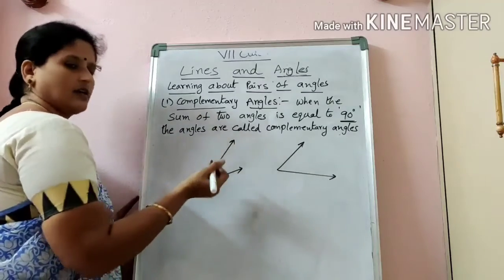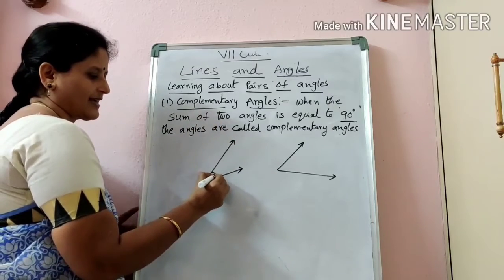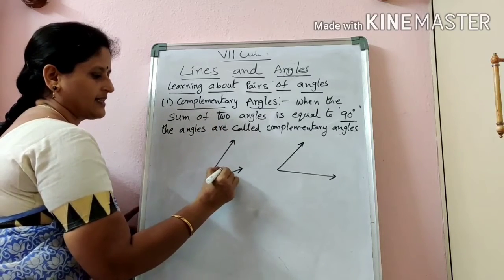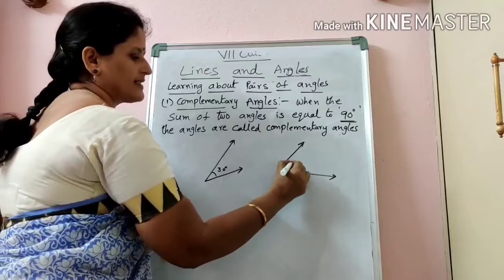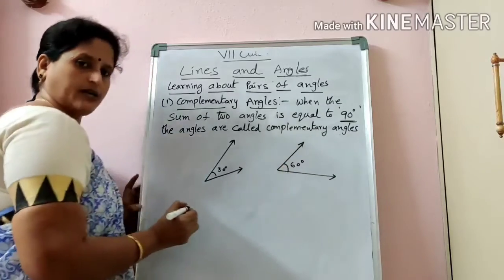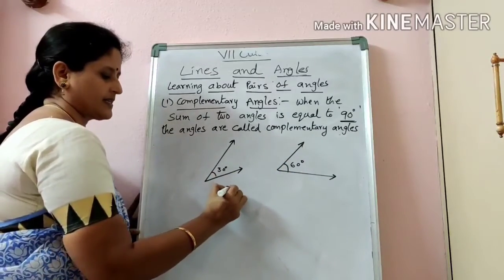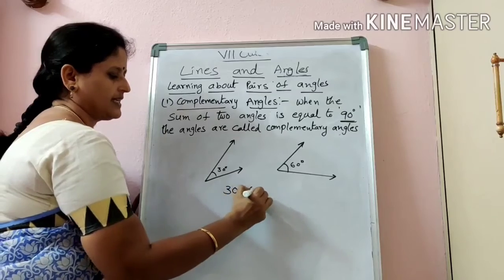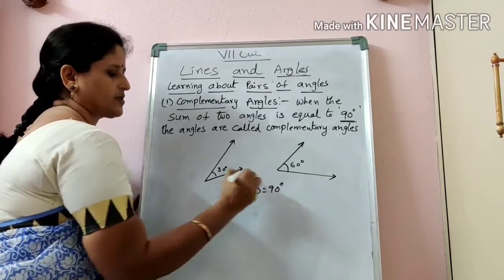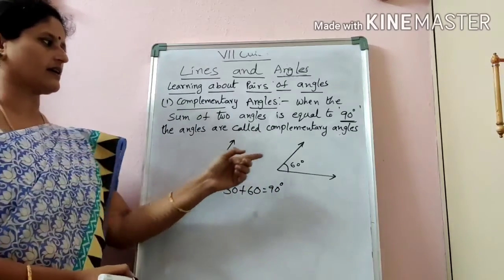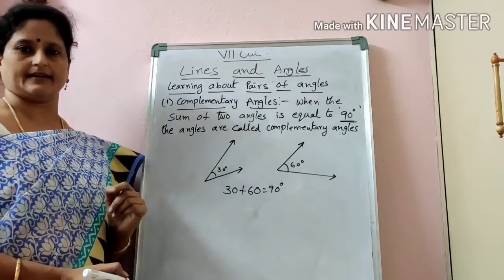See this figure. Suppose this angle is 30 degrees and this angle is 60 degrees. The sum of two angles is 30 plus 60, 90. So, the angles are called complementary angles.